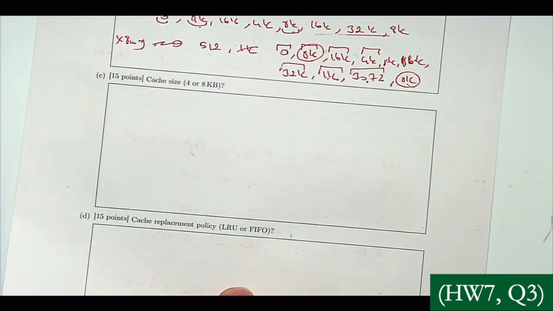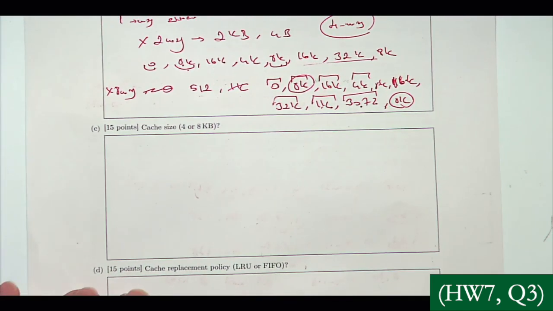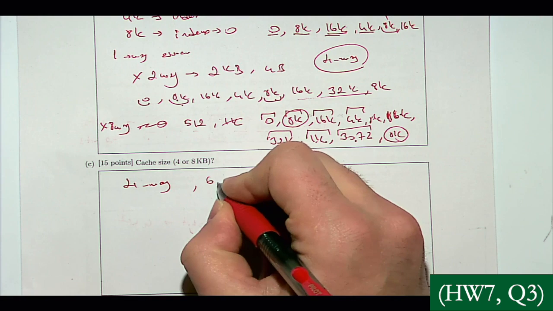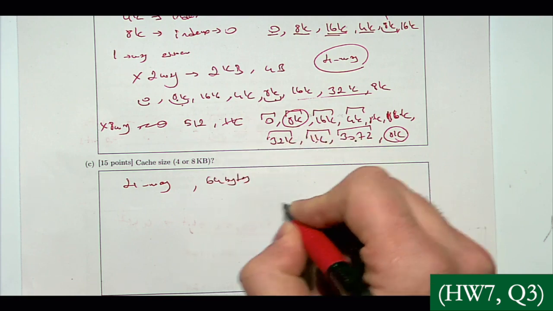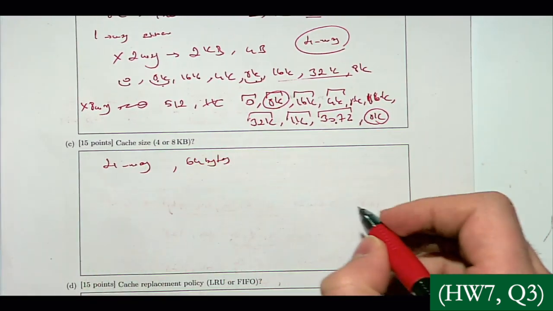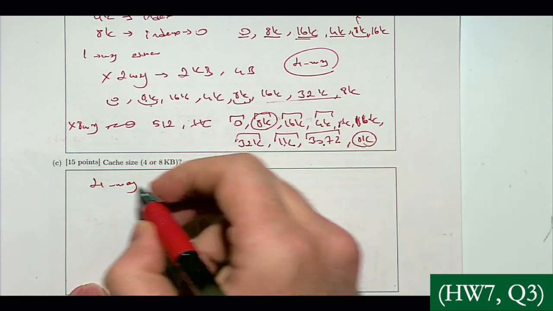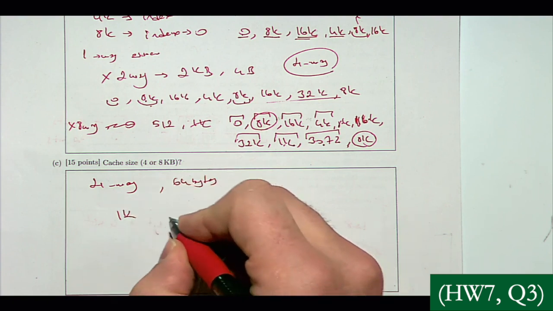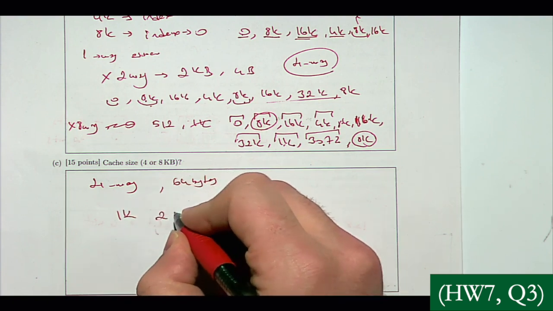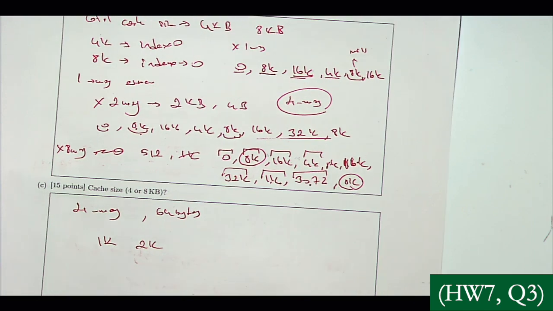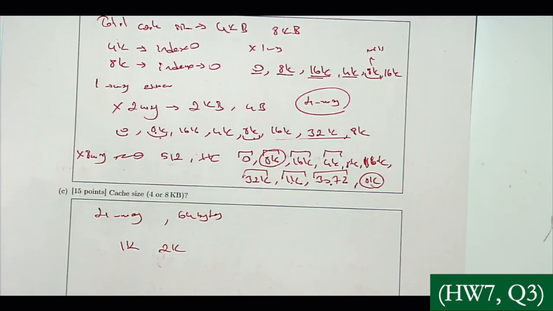So the cache size, we know that this is a 4-way, and the block is 64 bytes. And we are asking if the cache size is either 4 or 8 kilobytes. So here, then, the size of the ways is either 1K or 2K, given that the cache size is either 4K or 8K.